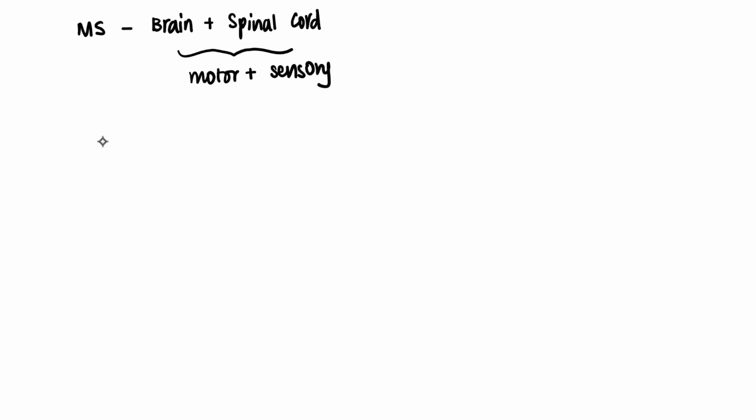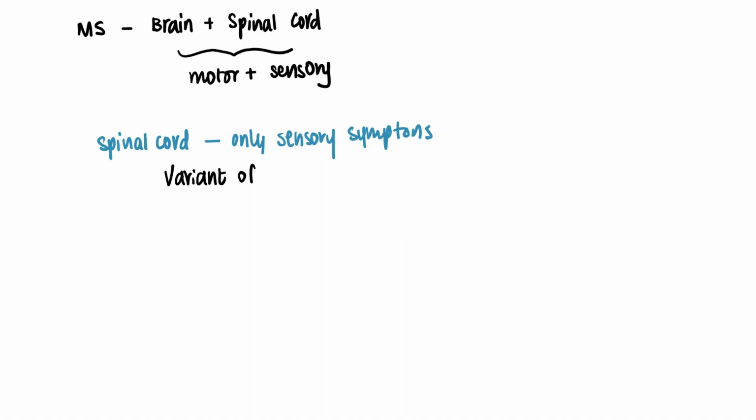Multiple sclerosis is a disease which affects the brain as well as the spinal cord, and hence you have both motor and sensory symptoms. When only the spinal cord is affected, you have only sensory symptoms. This variant of multiple sclerosis is known as transverse myelitis.